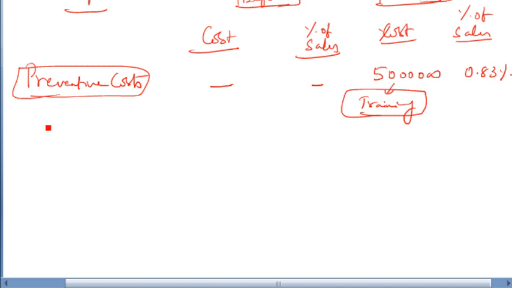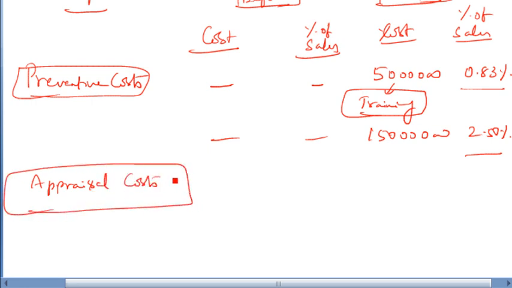In addition to that, you have an establishment called quality planning and improvement, which cost you 1 crore 50 lakhs, which comes around 2.50% of sales. This also was not there. These two come under preventive cost because you are trying to prevent an error from happening. You are trying to prevent a defect from happening. One is training cost and the other one is quality planning and improvement. So training cost is 50 lakhs. Earlier this was not there, and quality planning and improvement is 1 crore 50 lakhs, which comes around 0.83% and 2.5% of sales.